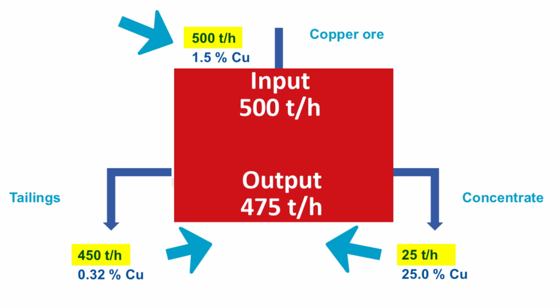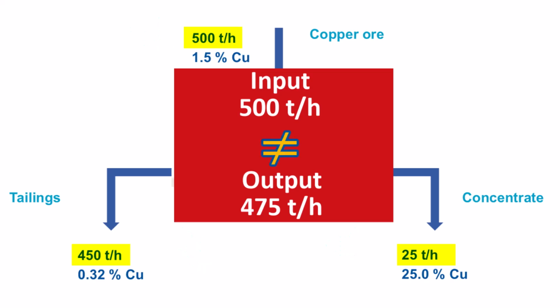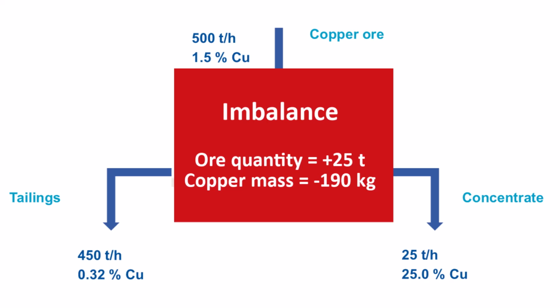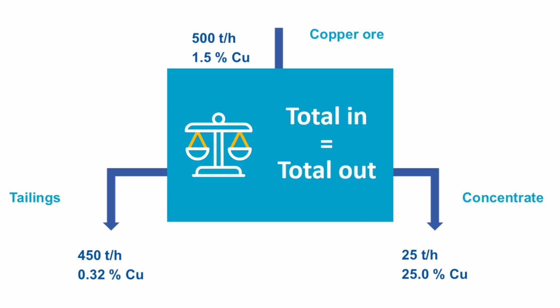But these numbers don't quite add up. An imbalance appears between input and outputs. The input does not match the sum of the outputs. Even more concerning, we find 190 kilograms more copper in the outputs than in the feed, an impossible situation that breaks material conservation law. What goes in, goes out.